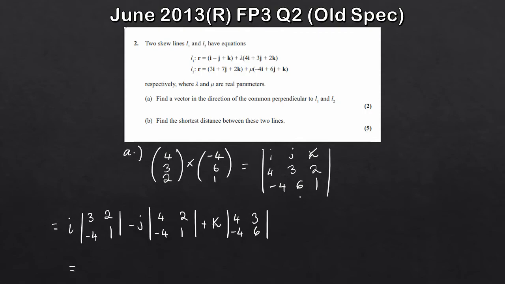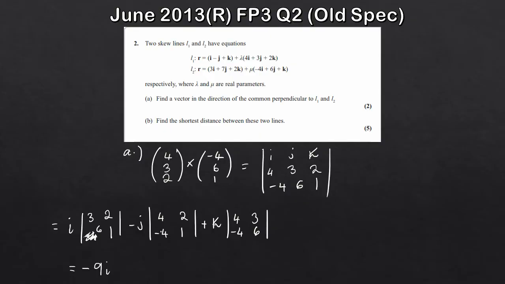Have I copied something there wrong? 3, 2, okay, that's what I copied wrong. This should be a 6, I'm going to say something's not working out right. I can't read numbers, so 3, 2, 6, 1. So 3 times 1 is 3, minus 12, so that's going to give me minus 9i there.